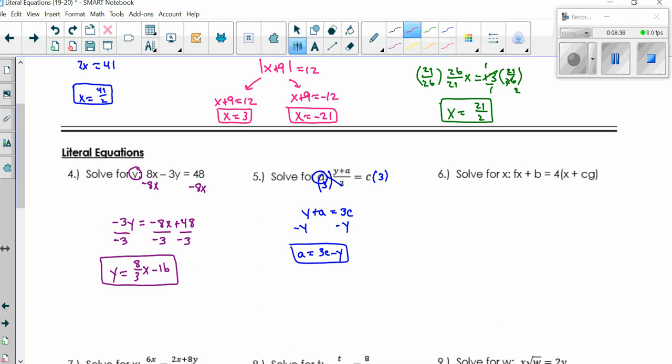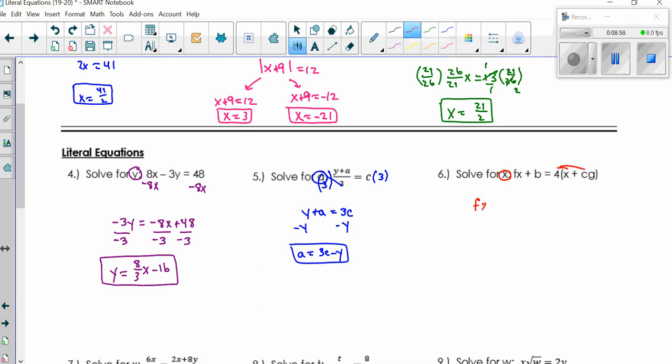All right, next, solve for x. Notice that I have a term on the left side with an x. I also have a term on the right side with an x. The terms that are not alike are going to be a 4x and an fx. I need to actually get all of my terms first. So I'm going to distribute here, and you're going to see what happens.